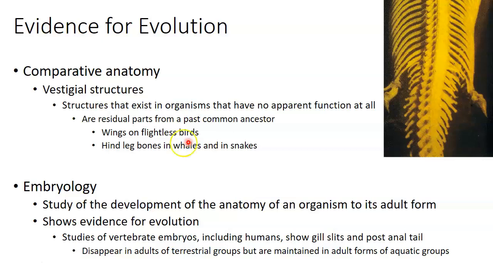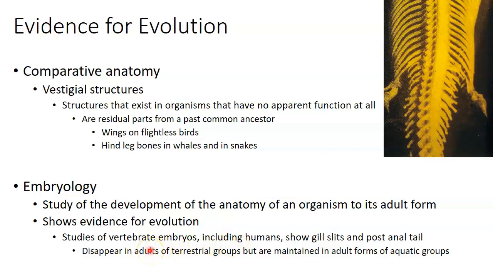So that's comparative anatomy. The next line of evidence, so we've got fossil record, we've got comparative anatomy. The next one is embryology. And so this line of evidence comes from studying the development of the anatomy of an organism to its adult form. So looking at all of the stages in embryonic development. And again, that shows evidence for evolution. These are studies that are done on vertebrate embryos, including humans.